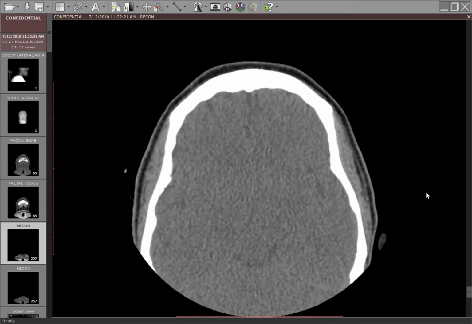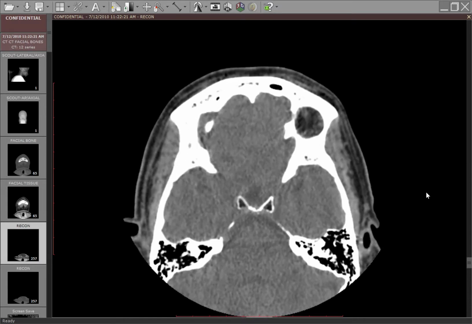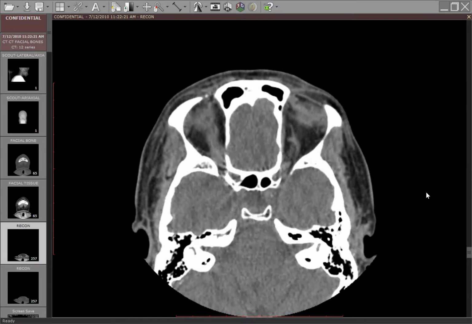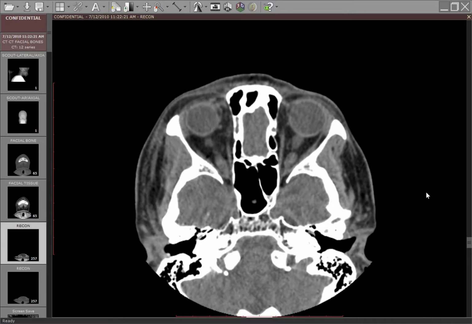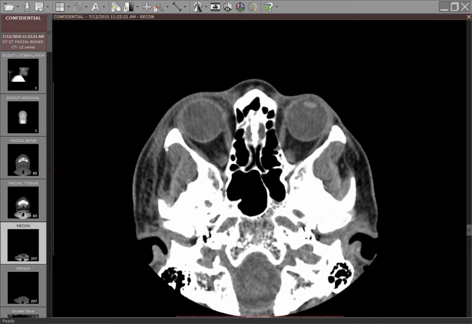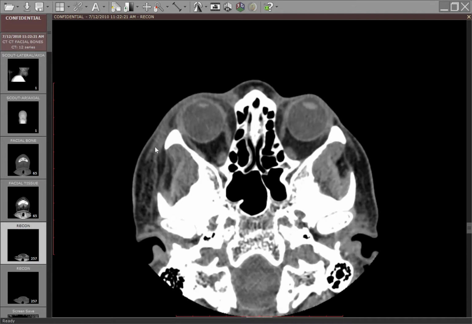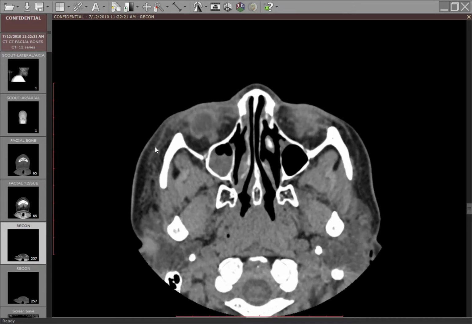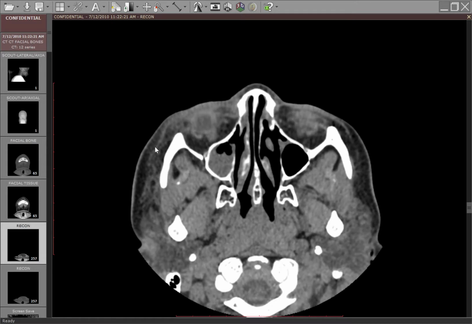This gentleman presented with right-sided facial swelling and pain. So you can see there's already some swelling, some edema, fat stranding on the right side of the face. And now I'm scrolling down, I'm at the level of the sinuses here, and you can see an air fluid level in the right maxillary sinus, and probably some bubbles.